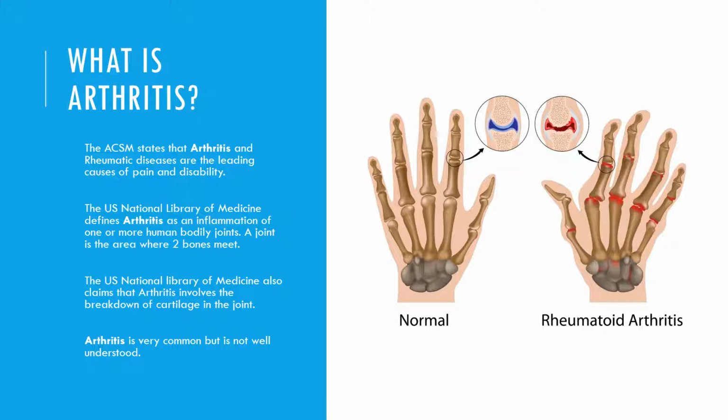Arthritis is very common, but it's not well understood. And piggybacking off of that, arthritis is not usually just one single disease. It is an informal way of referring to joint pain and joint disease. So it's just still not understood, and your symptoms and treatments are going to be individually based. There's no single way of treating it.